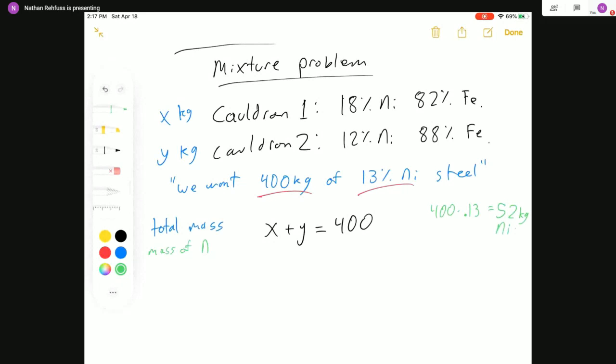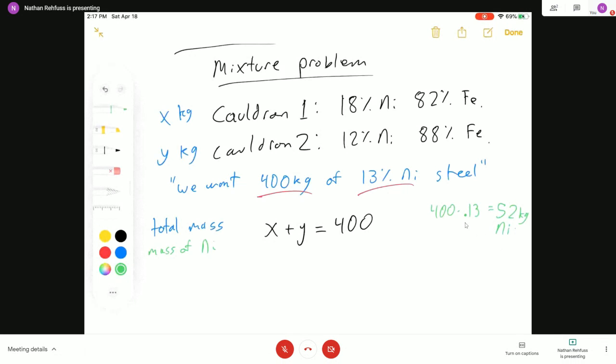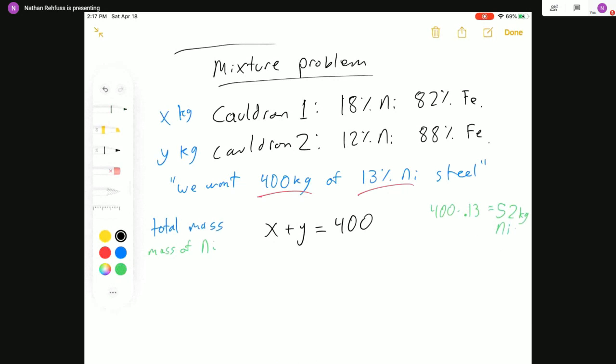This second equation is always going to be something to do with one of the subparts of your problem. That's why it's called a mixture problem. In this case, it's going to be the mass of the nickel. In the 400 kilograms of metal that the customer orders, they want 52 of those kilograms to be nickel, because that's 13%. So on the right-hand side here, I will put 52.